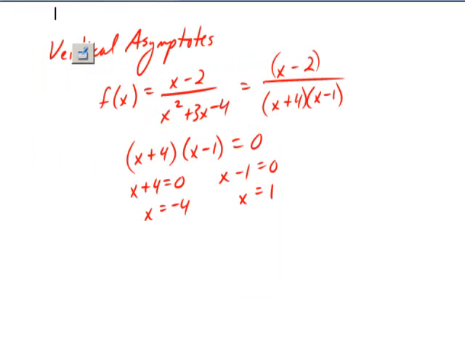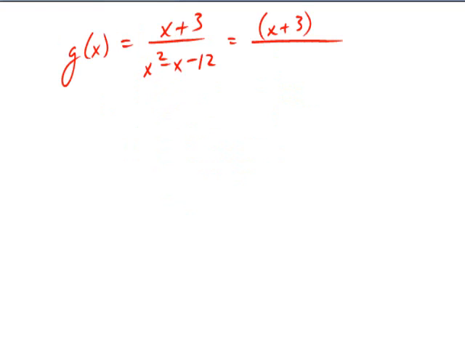Let's look at a second example. G of x equals x plus 3 over x squared minus x minus 12. Again, I'll factor the denominator. And notice in this problem that the x plus 3's could cancel. Now, just like the last problem, I can identify the values of x that make the denominator equal to 0.